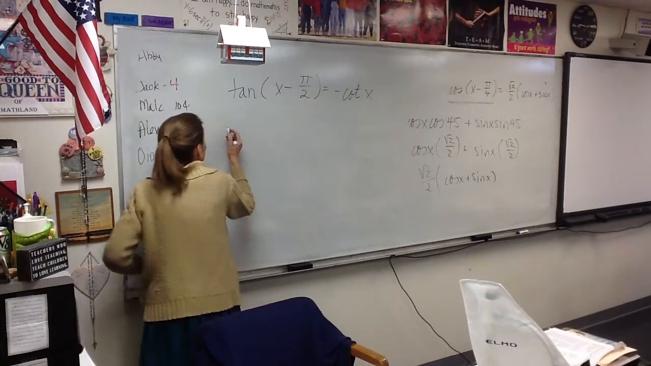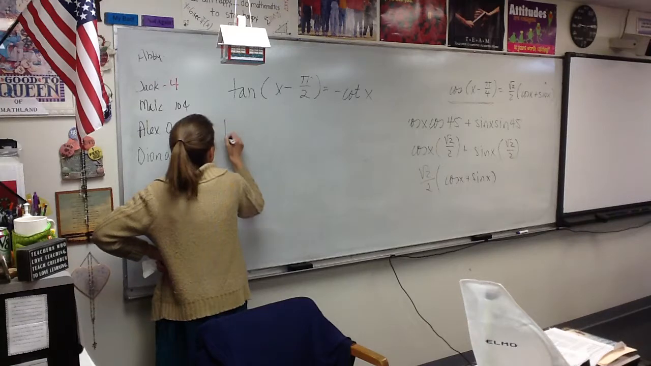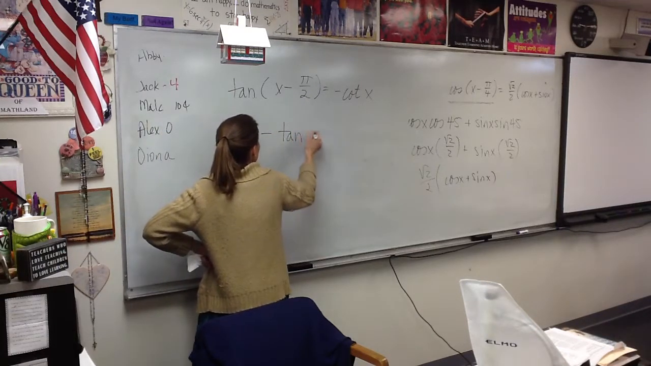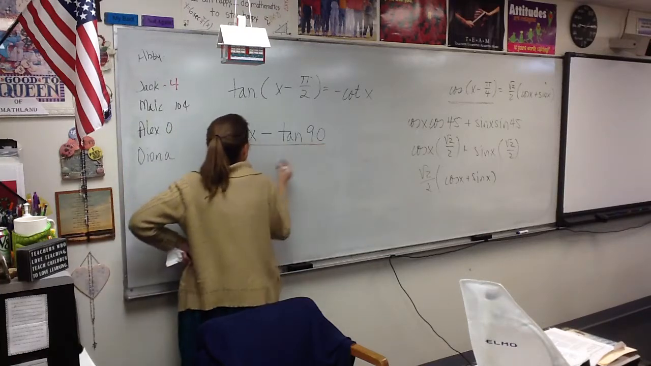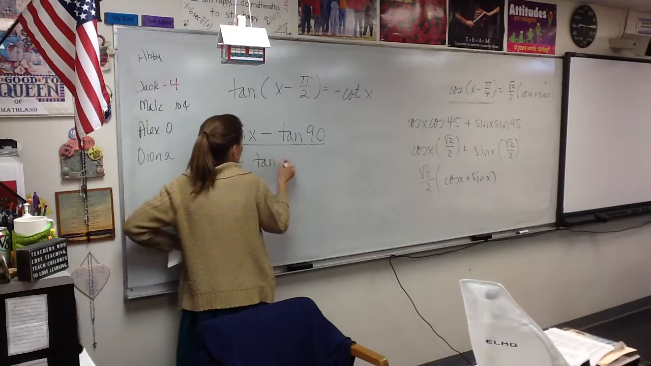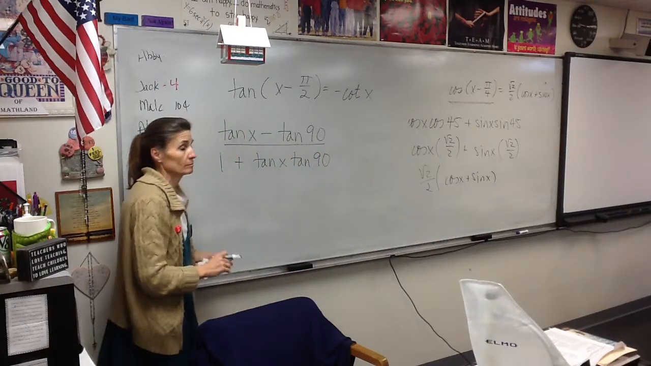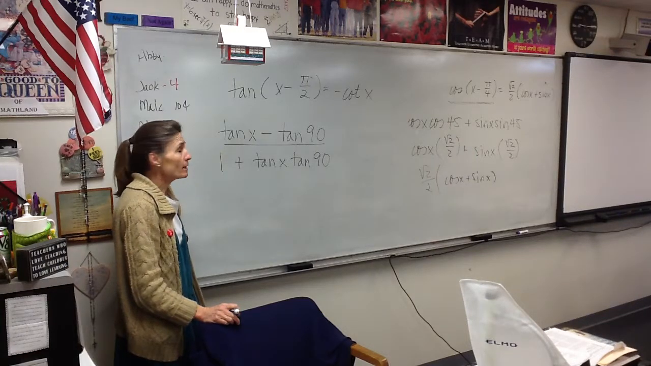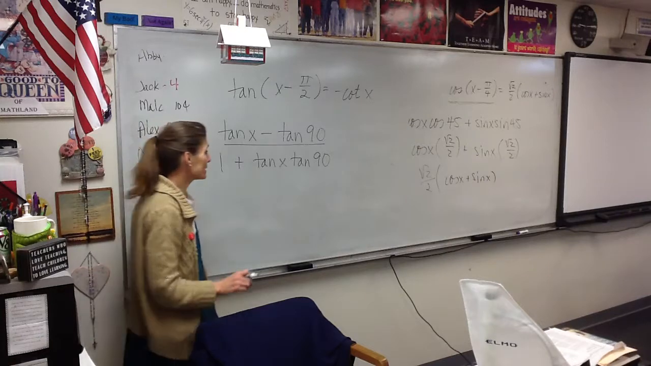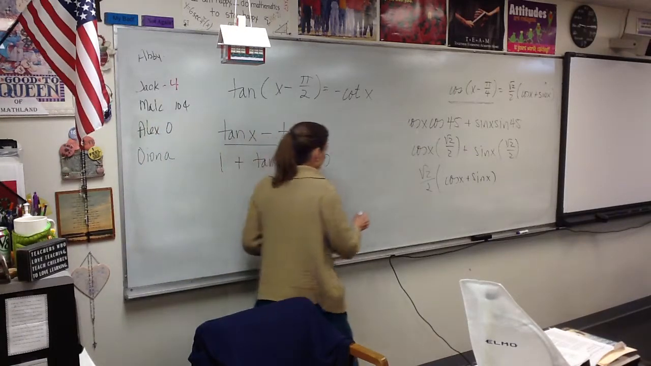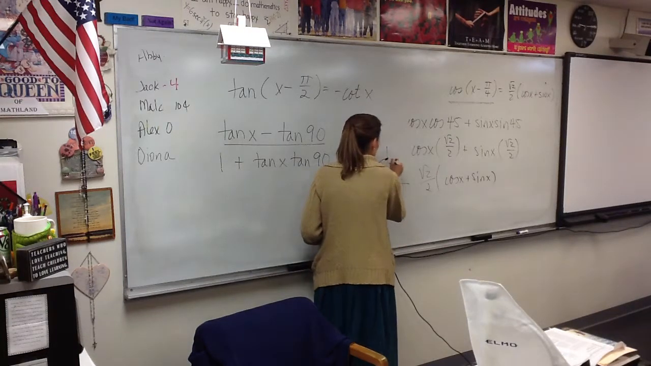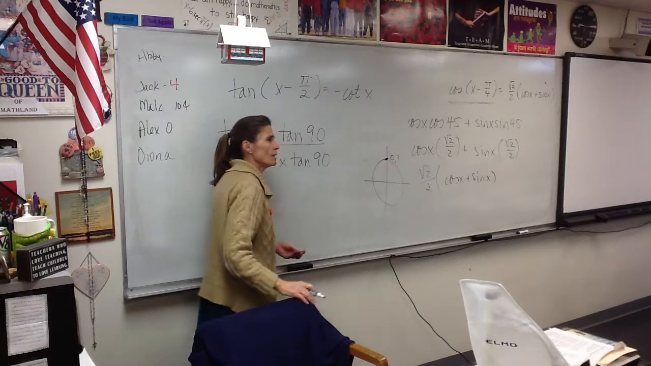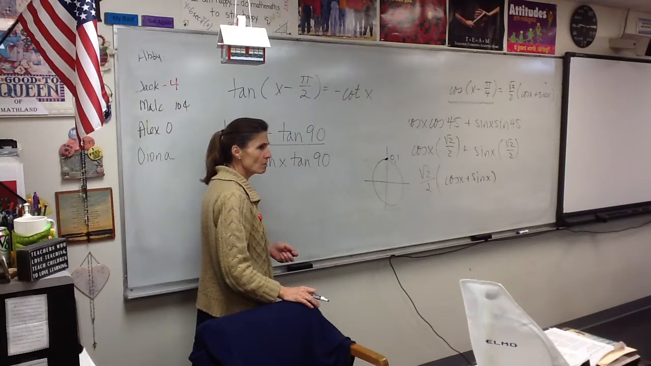What's our formula say? Look on your purple sheet if you don't have it memorized. Equals tangent. Tangent minus... will be tangent x minus tangent, can I go ahead and change that to 90? Over 1 plus tan x tan 90? You okay with that? All right. What's the next step then? Find tan 90. Okay, wait a minute. 90 is on an axis, isn't it? So I don't draw a triangle. I'm just going to look at that point. Okay, what are the coordinates of that point? 0, 1. What's tangent? Y over x.